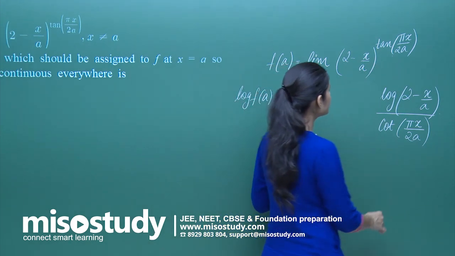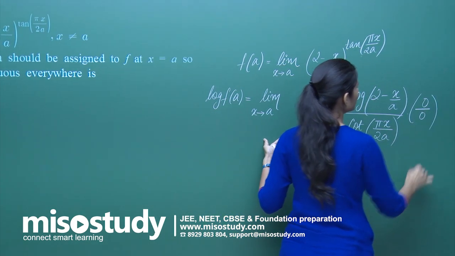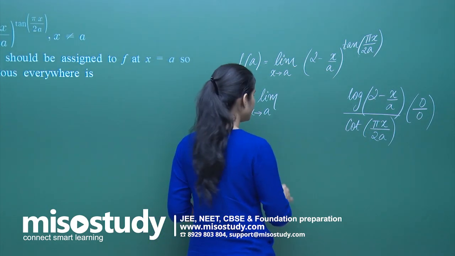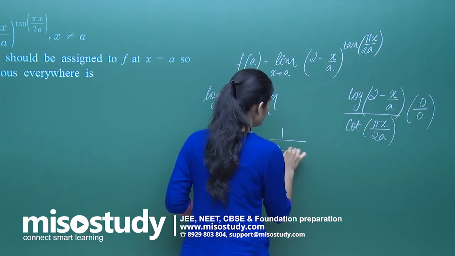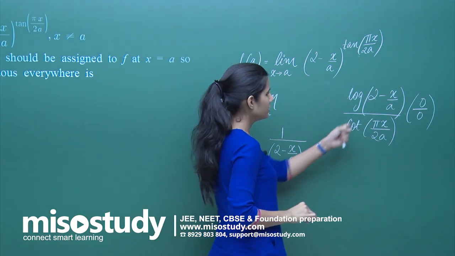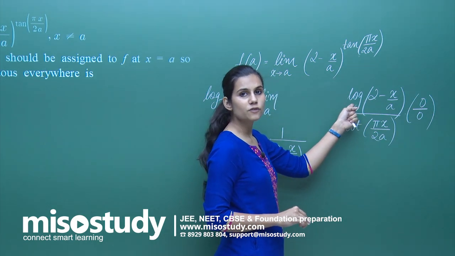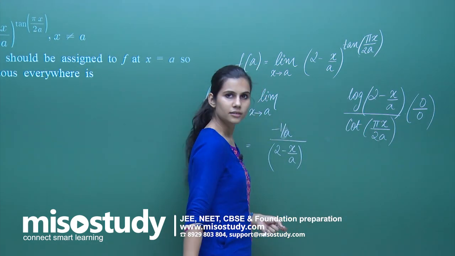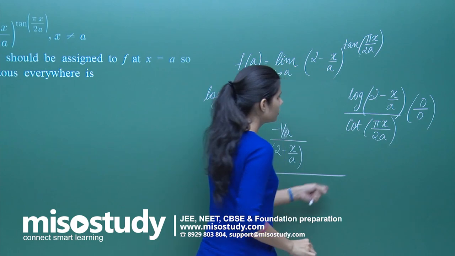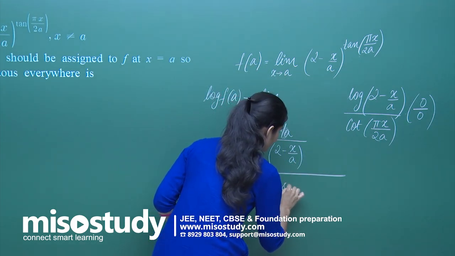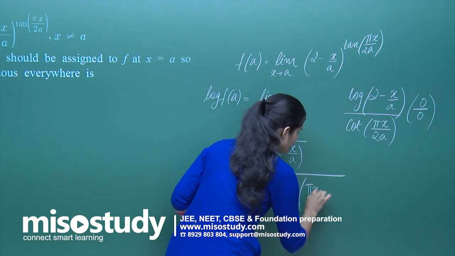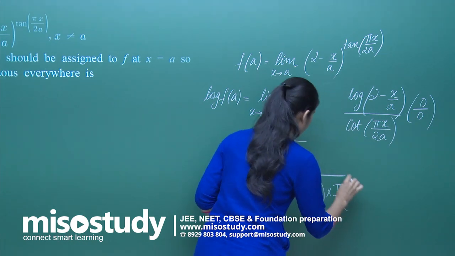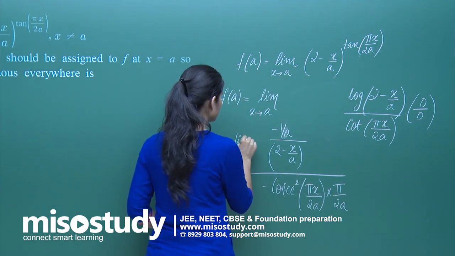Now, over here, you can very easily see that this is of the form 0 by 0. So, I will be applying the L'Hopital rule. When I differentiate the numerator and the denominator, what is it that I get? I get 1 upon 2 minus x upon a, into d by dx of 2 minus x upon a, which is minus 1 upon a. So, this is minus 1 upon a, whole upon, what is this? This is minus cosec square pi x upon 2a into d by dx of pi x upon 2a, which is pi by 2a. And over here, you basically have the limit.